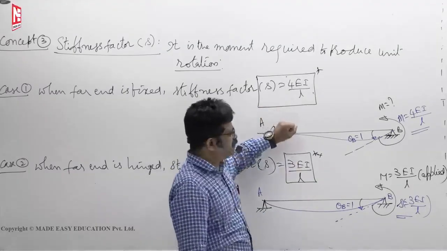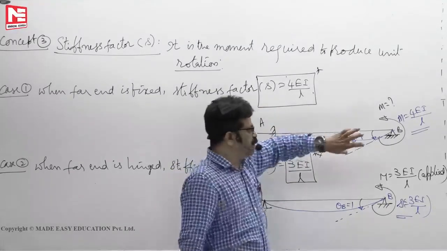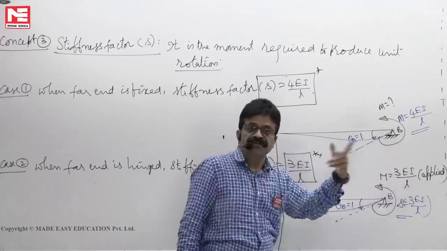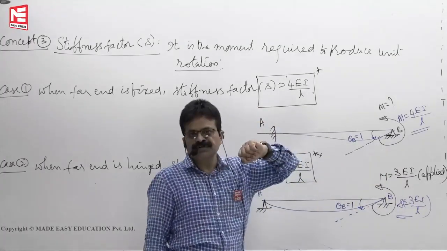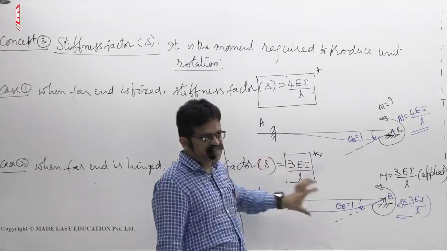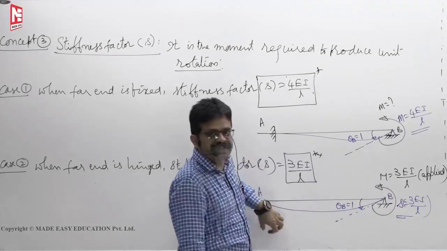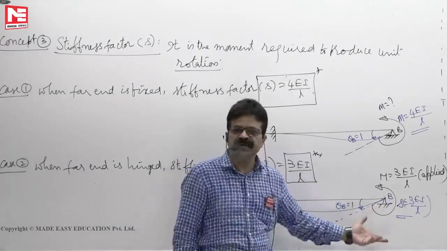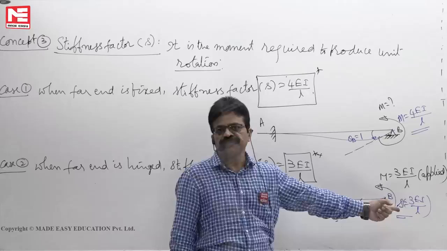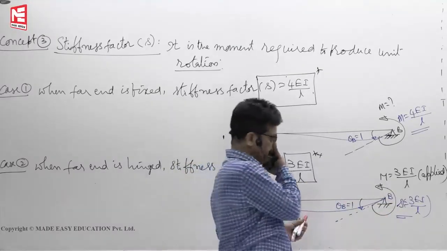When you fix it, it is very stiff. To make theta B equal to 1, more effort is required, 4EI by L amount of moment. But if it is hinged, when you are applying moment, this is also rotating. So quickly theta B becomes 1. But that is at a value of 3EI by L.